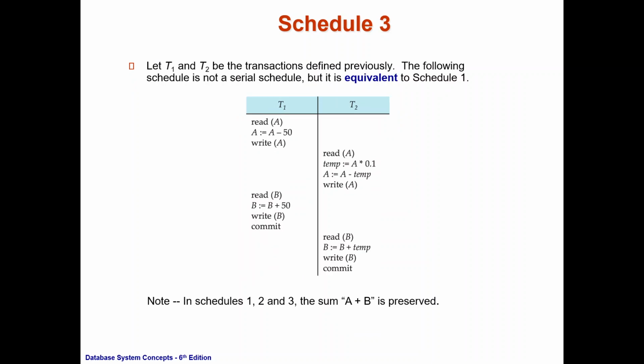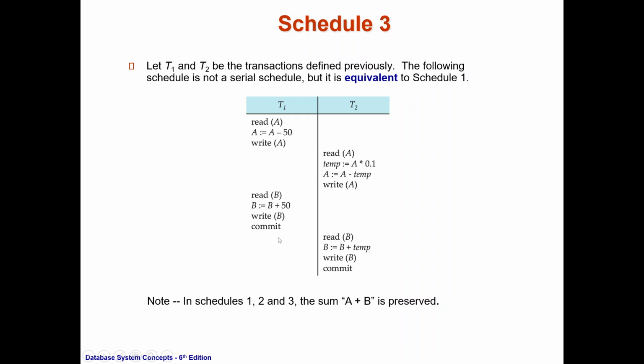Now, in the schedule 3, let T1, T2 be the transactions defined previously. The following schedule is not serial, but it is equivalent to schedule 1. So this is not serial. That means in serial, all the operations of A we complete first, then we go for the operations of B. But here, in the transaction T1, first read A, do the operation on A and write A. Then instead of going for B, I start read A, go for 10 percentage, because these are related to A. Once A is written here, then operation on A, we don't have any problem. Up to this time, no problem.